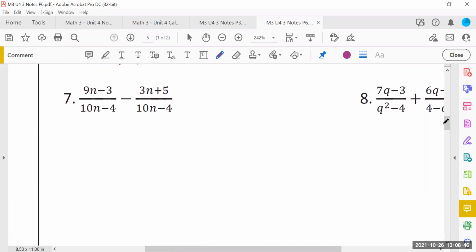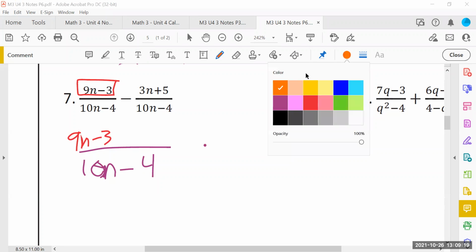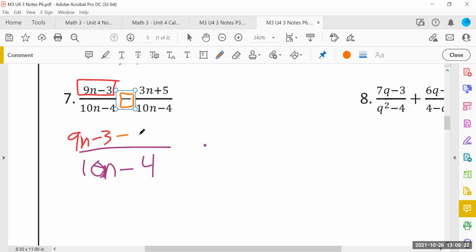Remember how I just told you that when I write this, if there's more than one thing on the top of the second one, I need to put it in parentheses, and that's important for subtraction. Here is where it's going to come up. The denominators already matched, so I'm over 10n minus 4. The top, I have 9n minus 3 minus 3n plus 5.